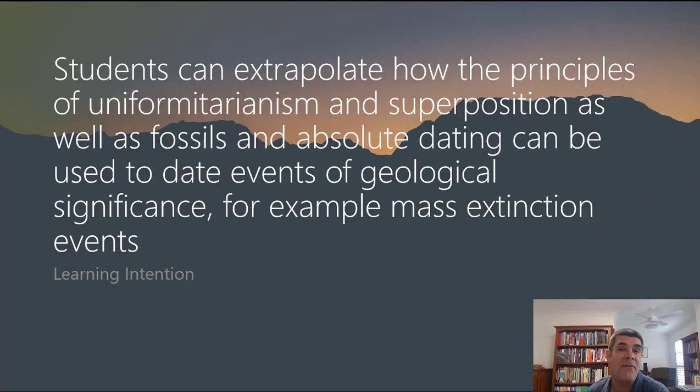This is the second half of our previous video where we were looking at evolution in the Cambrian and some of the important principles in geology such as uniformitarianism, superposition, fossils like index fossils and absolute dating, and how each of these can be applied to major events of geological significance. So we looked at evolution of Cambrian fauna in the last video, and this time we're going to look at mass extinction events.